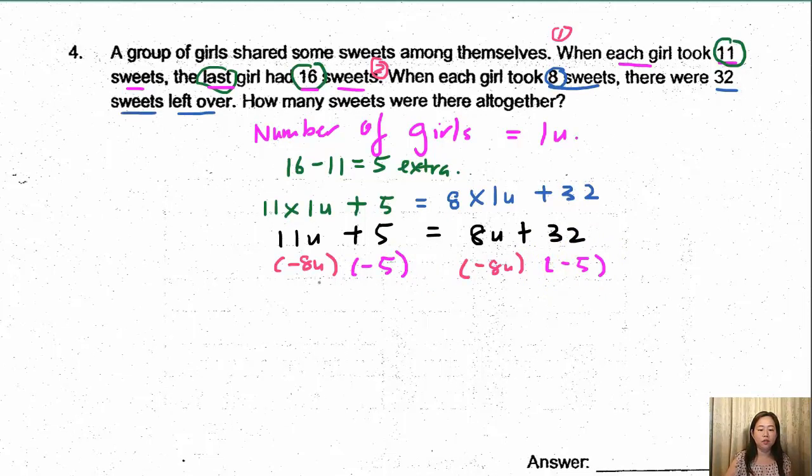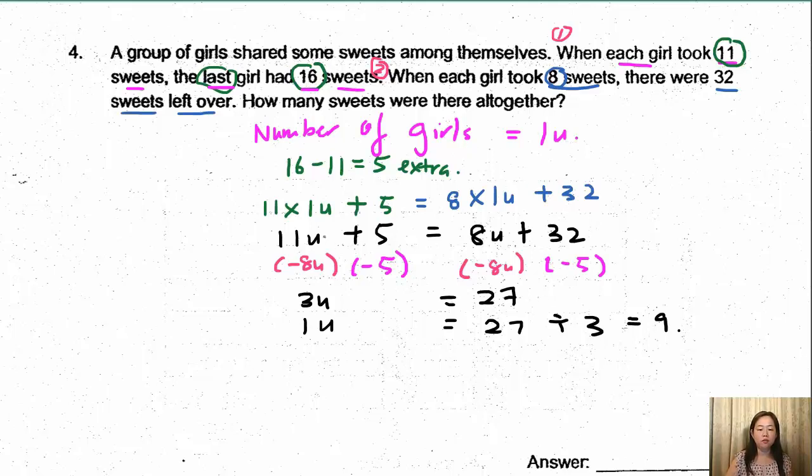So right now this will be 3 unit is equal to 27, and therefore 1 unit is actually equals to 27 divided by 3, and it is 9. So the number of girls is actually 9.